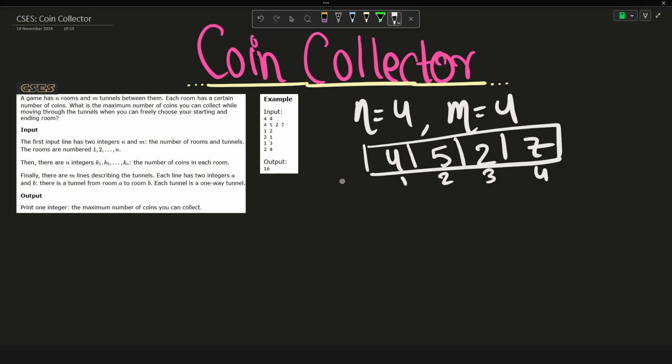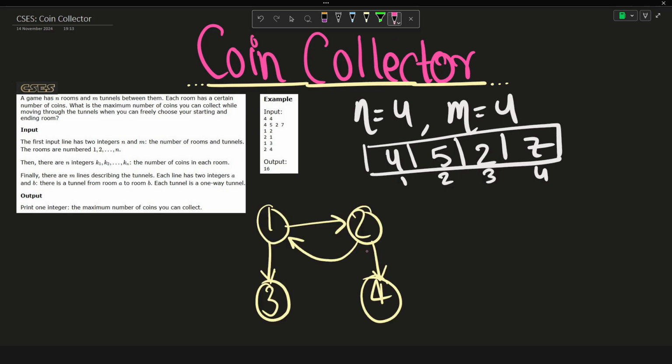So let me draw the given graph. As I said, the number of coins present in each room are given through this array: 4, 5, 2, 7. So here 4, here 5, here 2, and here 7. The question has asked us to find the maximum number of coins we can collect while moving through the tunnels when you can freely choose your starting and ending room.